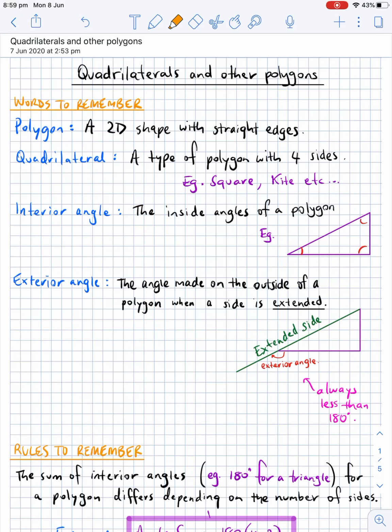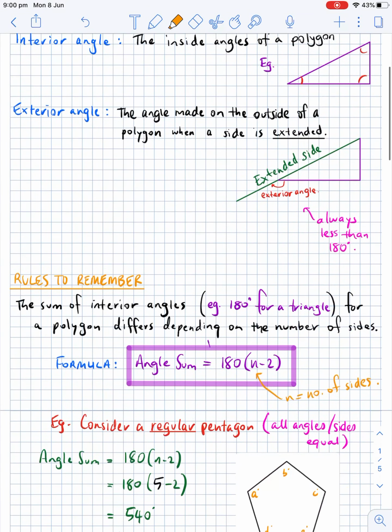Exterior angles, the angles made on the outside of a polygon when a side is extended. So the idea is that exterior angles are kind of like the angles on the outside of a shape, but you need to have extended a side further than just the shape. So there's my triangle, and I've made that side longer to make an exterior angle on the outside. Exterior angles are always less than 180, so it's definitely not this one on the other side. That's a 180 degree angle. It's definitely the one that is less than 180.